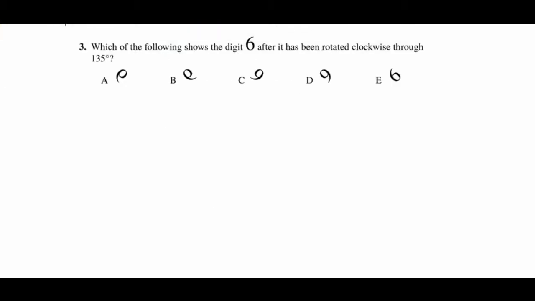Okay, so the third question is, which of the following shows the digit 6 after it has been rotated clockwise through 135 degrees? So if we think about what the digit 6 looks like after it has been rotated by 90 degrees, it will look something like this.